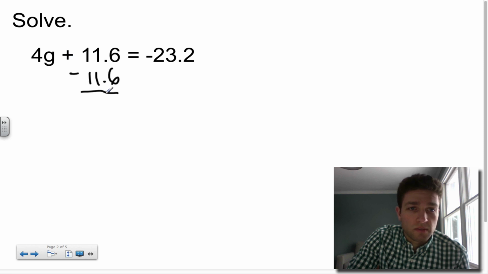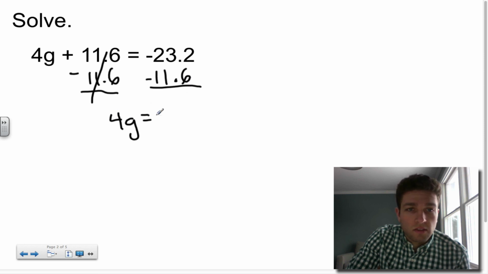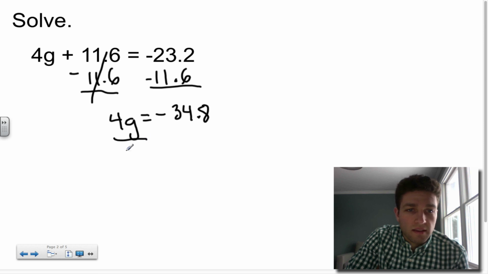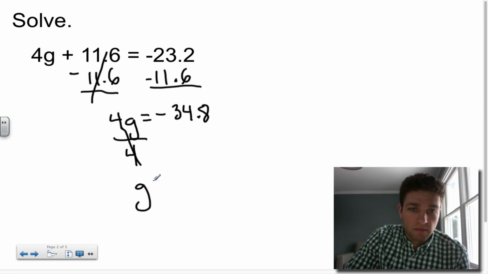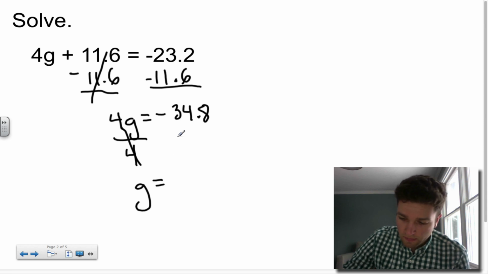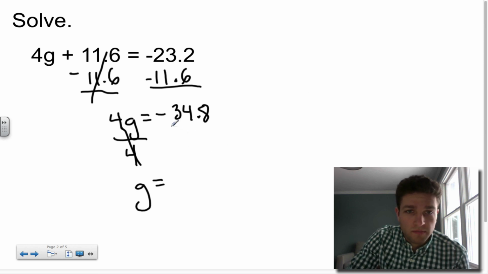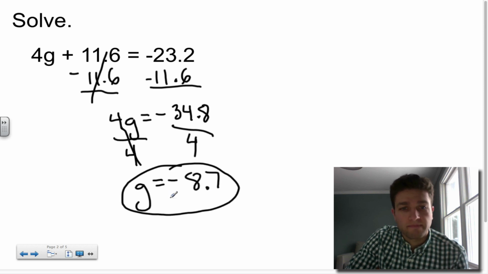So if you paused the video and came back, you would have probably done this first: undoing your addition with some subtraction and doing it on both sides of the equation. That should have left you with negative 34 and 8/10. And then you probably divided both sides to undo that multiplication, leaving you with, now I'm using my calculator for some division because we're dividing this by 4, negative 8 and 7/10.